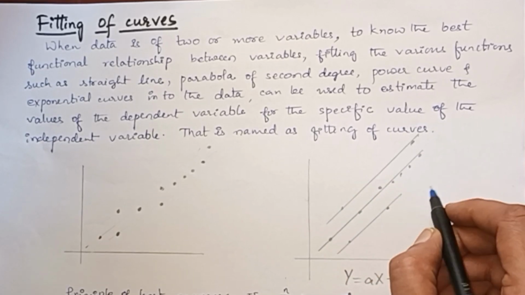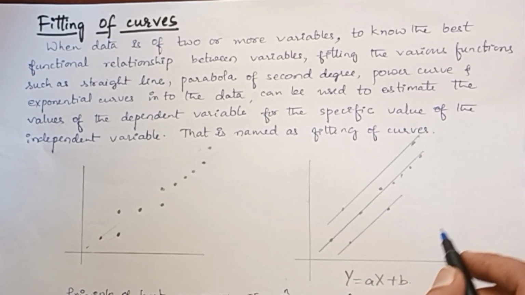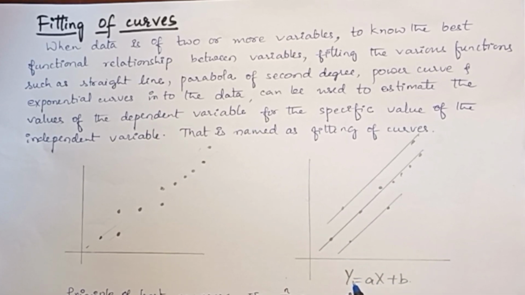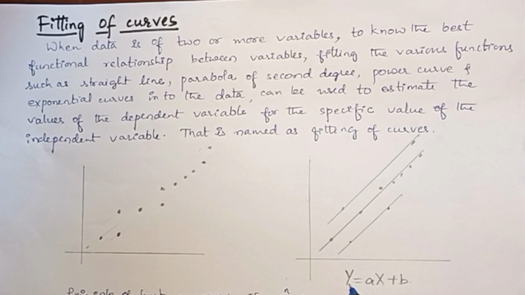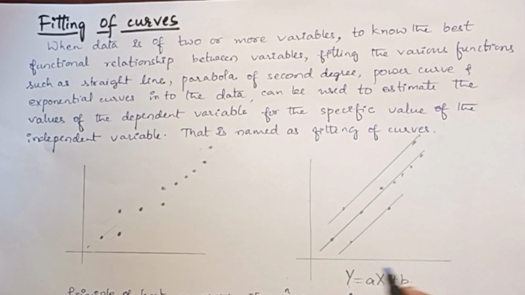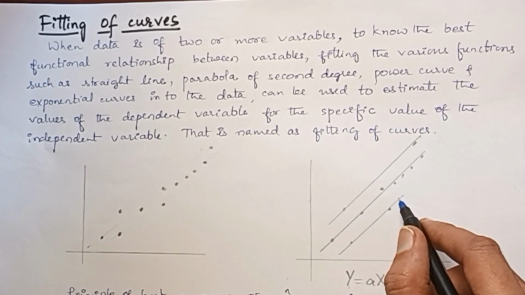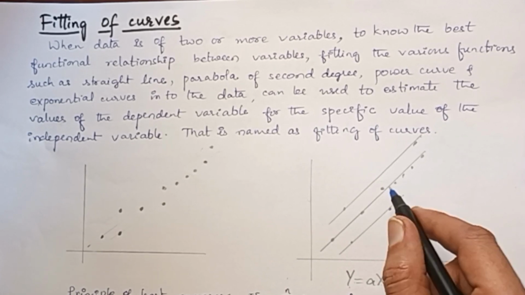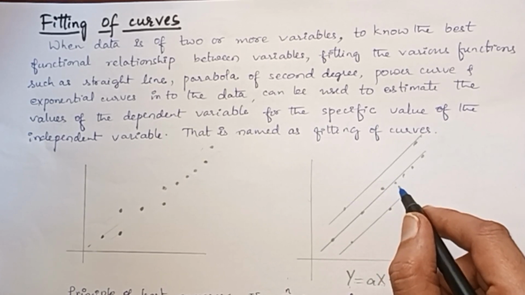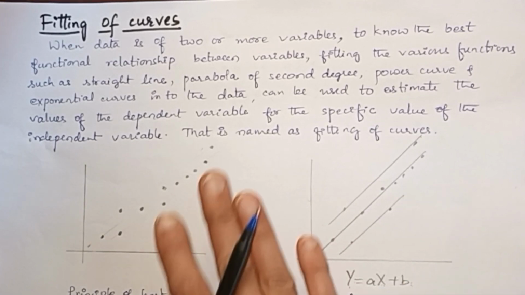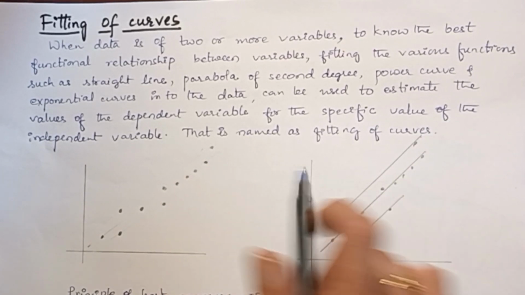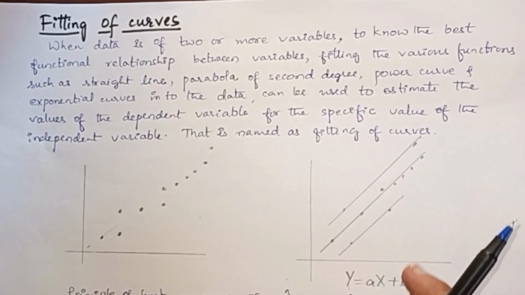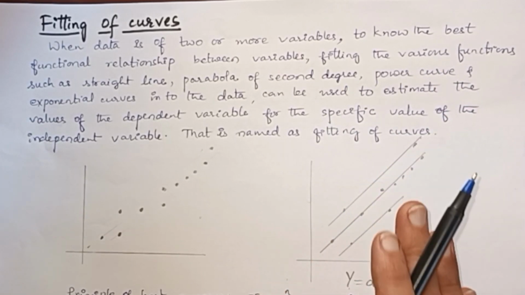A straight line is always represented as y equal to ax plus b. Then I get a functional relationship between x and y, where x is the independent variable and y is the dependent variable, and this kind of function represents the whole data now. We have to consider that straight line which is the best fit for the given data. That is called fitting of curves. The curve may be a straight line, a parabola, or a power curve, based on our requirement. Let us see how to do that.